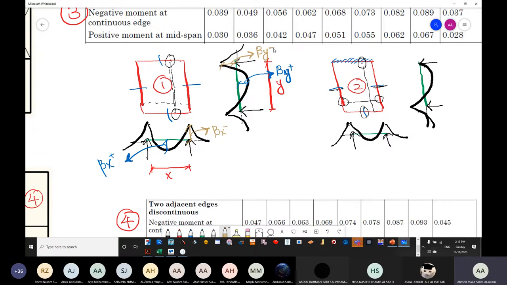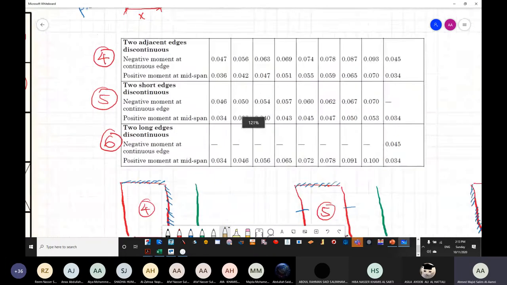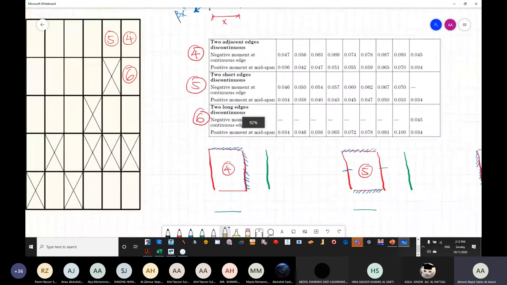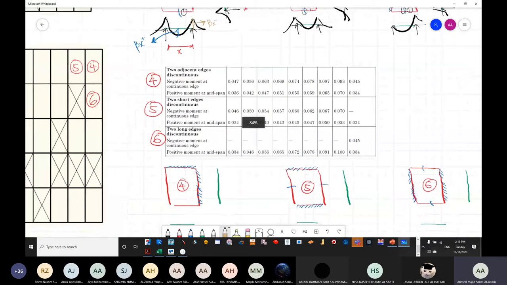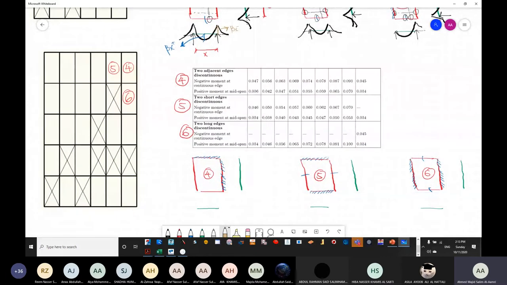Now we'll try to go and draw for all the other cases, and then we'll try to know how to get the values. Okay, I'll just go here for case number 4, 5, and 6. Now if you see case number 4, it says for us two adjacent edges discontinuous. Now if you can see, this is continuous, while this is discontinuous. So two sides, one long, one short, are discontinuous, which is case number 4, which is this one.